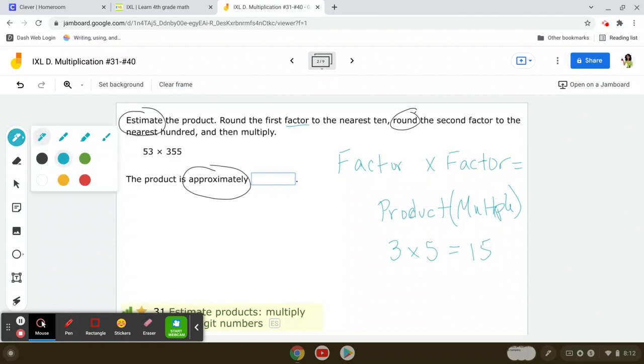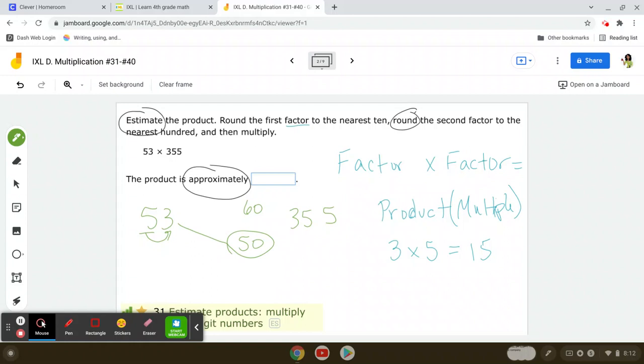Our steps are mark our place, the nearest tens place is there. Step 2 is look next door. It's a 3. 3 is 4 or below. That means you just don't go. So it rounds down to 50. Let's do the other one. Mark our place.